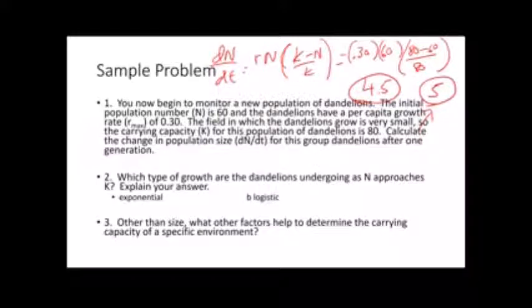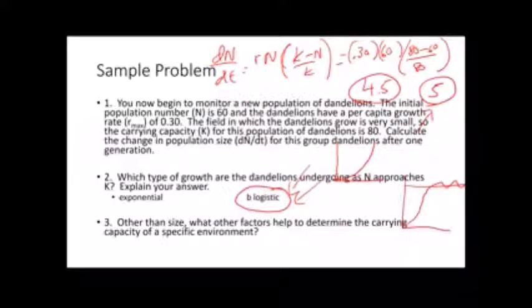Question 2, which type of growth are the dandelions undergoing as N approaches K? And explain your answer. Well, this is logistic growth. Remember, during exponential growth, we're going to get a growth curve like so. That can happen as long as resources are unlimited. But as the population size starts to approach the carrying capacity, the population size will level off and it will start to oscillate around that carrying capacity. That is logistic growth.